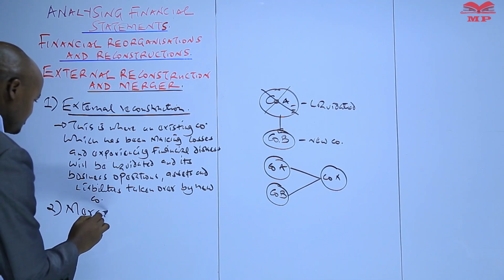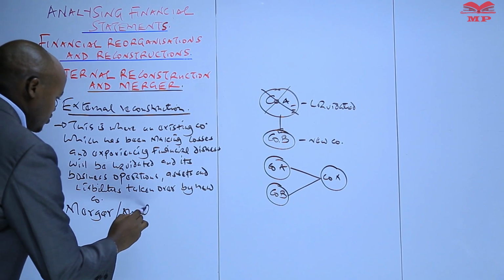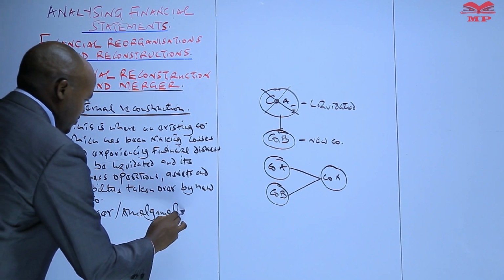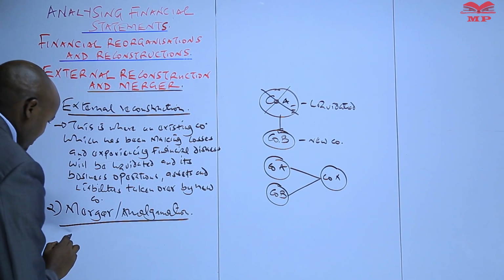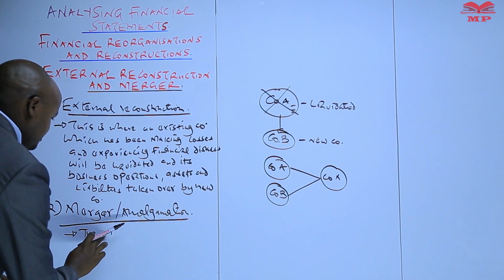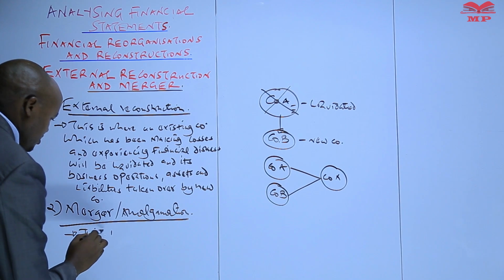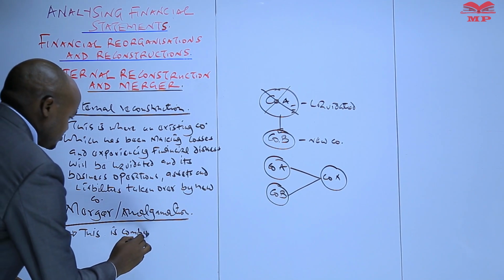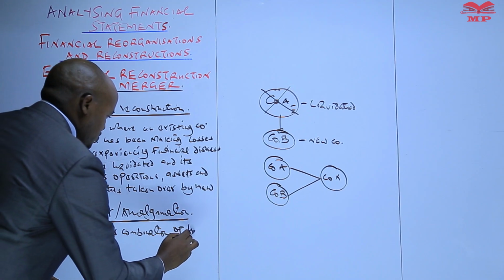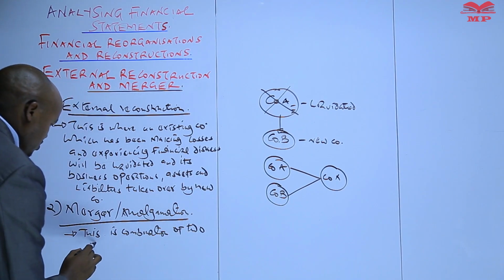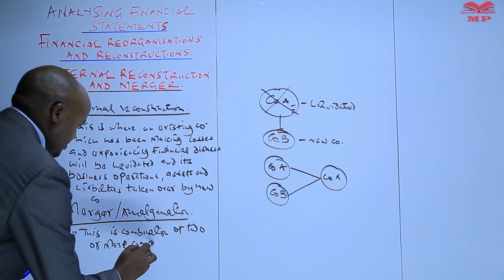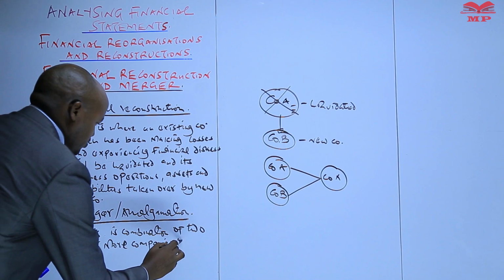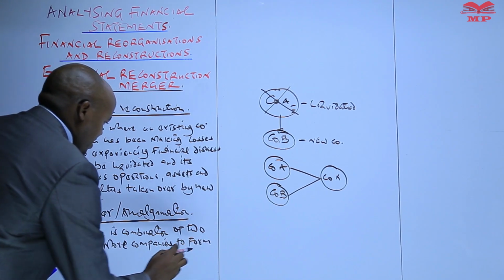Merger, which is also known as amalgamation, is where two companies are combined. This is the combination of two or more companies to form a new company.